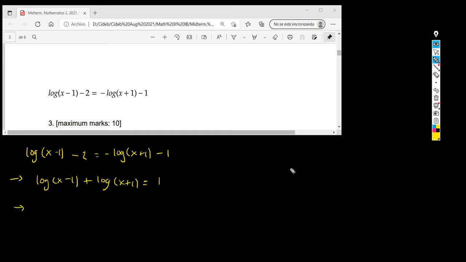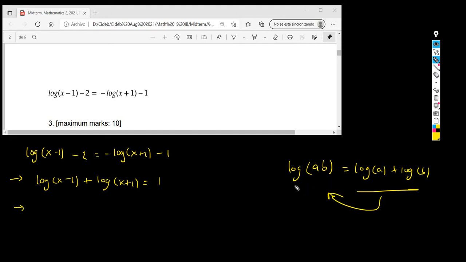Then I have this law, logarithm of a times b. I'm just gonna write logarithm of a times b like so. This is equal to logarithm of a plus logarithm of b. And I can work in reverse. If I know this, then I can go to this, right? You can either see it from here to here or from here to here. It works in both ways.